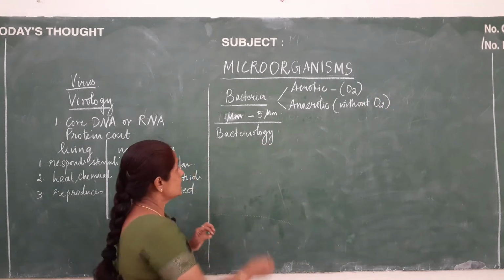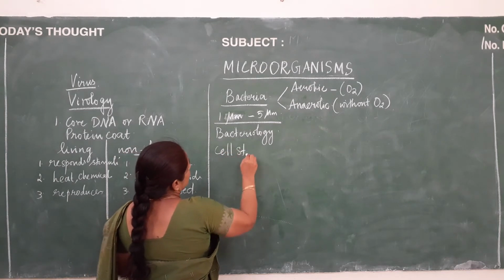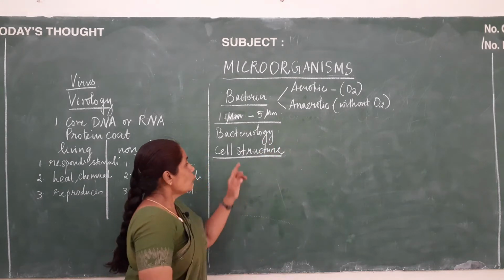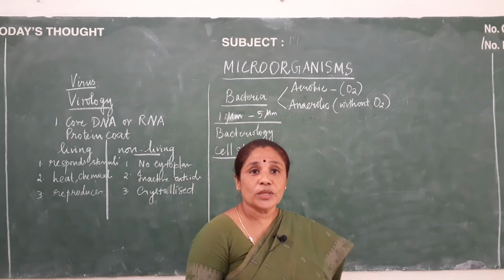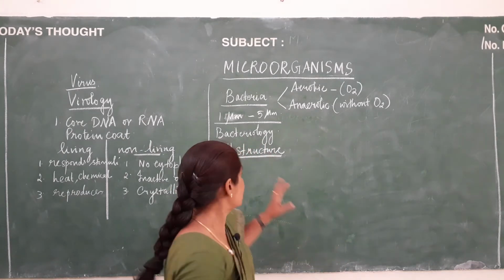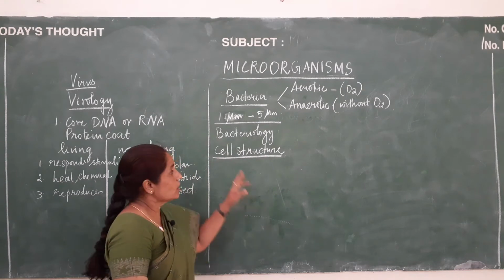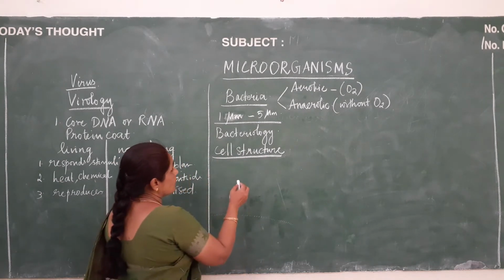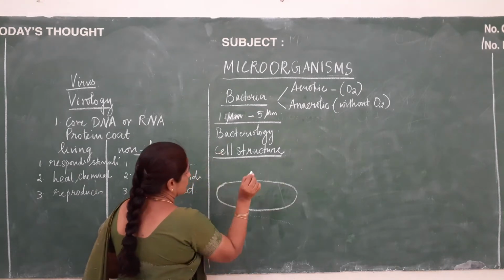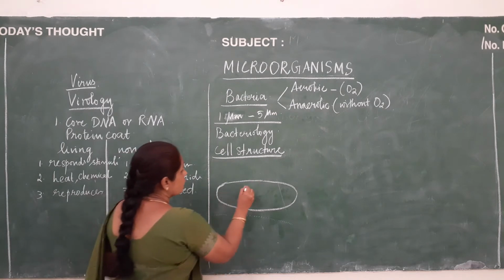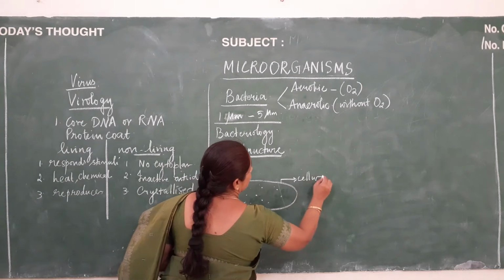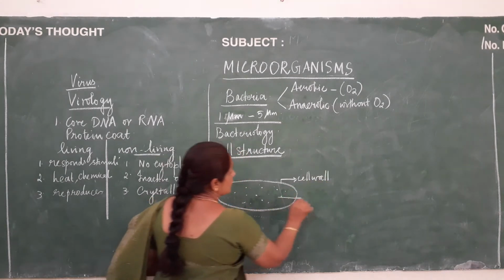Next we will move on to the cell structure. Before going into cell structure, we must also know that the bacteria is the first formed living organism on earth. Now we will move on to the cell structure. Okay, we already know that the bacteria has a characteristic cell wall. This is a cell wall, and you can see cytoplasm present.